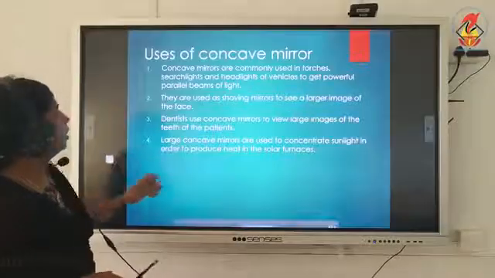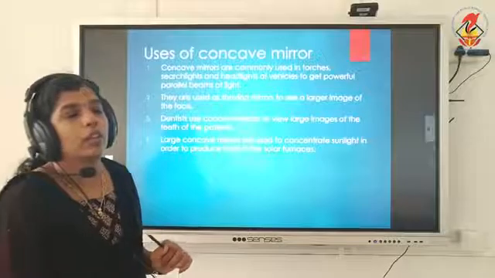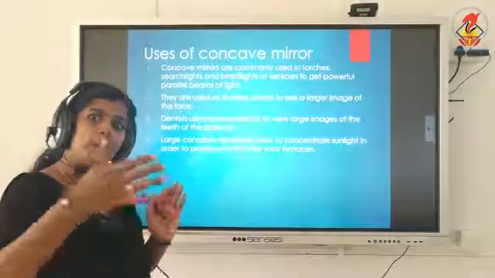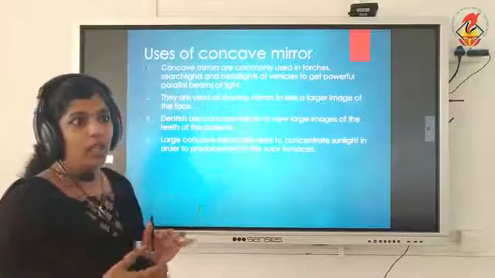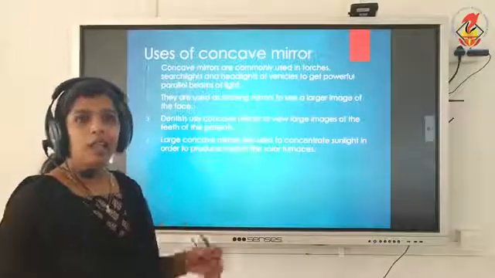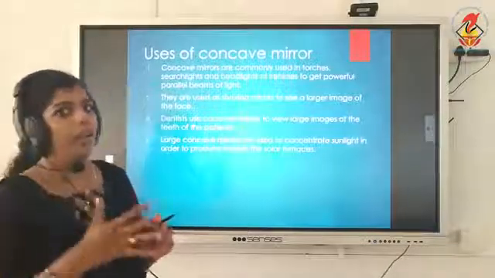Concave mirrors are commonly used in torches, searchlights, and headlights of vehicles to get a powerful parallel beam of light. Concave mirrors are normally used as reflectors in the torch and in headlights of automobiles, so that we will get a parallel beam of light rays. In searchlights, like a lighthouse searchlight, we also use a concave mirror, so that we will get parallel light rays.